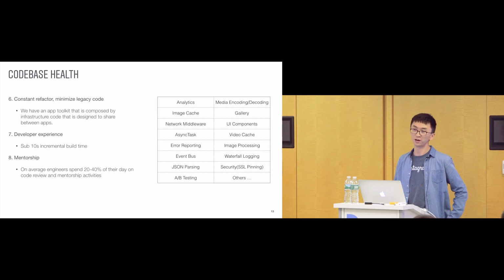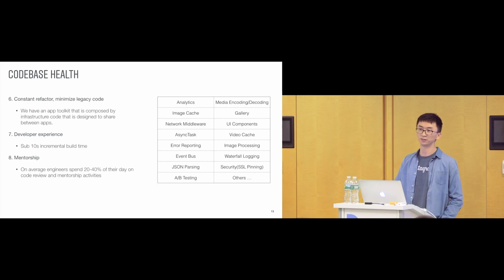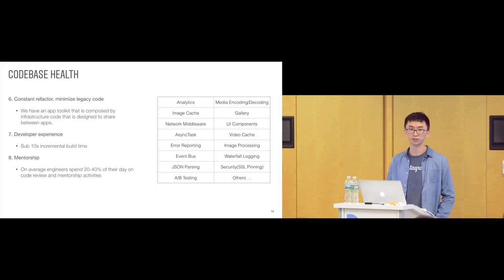The last part is about mentorship. As the team is growing, you really need to pass all the knowledge and history to new people who are in the team. The history and the context about all those decisions are usually more important than the decision itself. That's the reason why, on average, our engineers spend at least 20 to 40% of their time on code reviews and mentorship, passing on all the knowledge to new people.